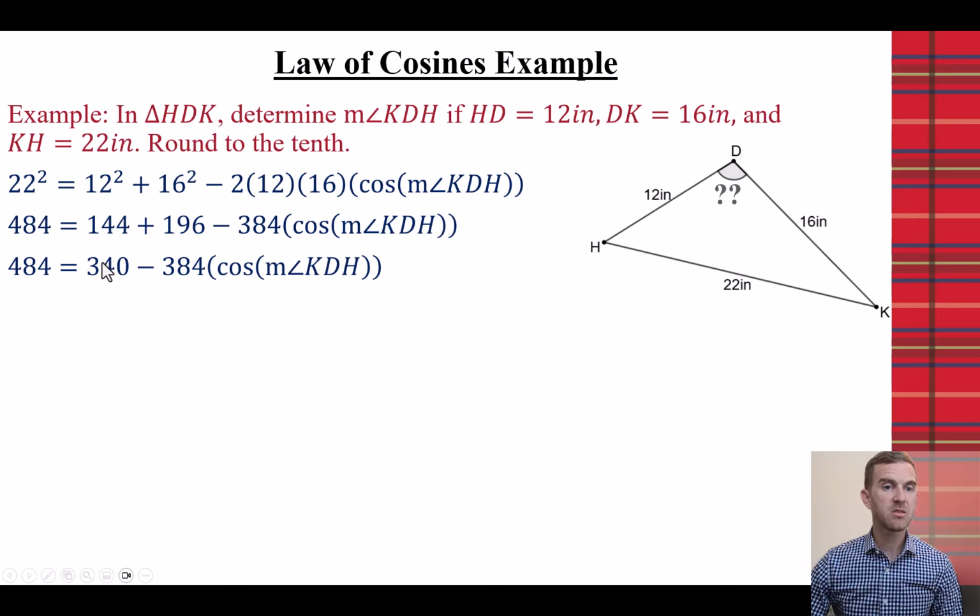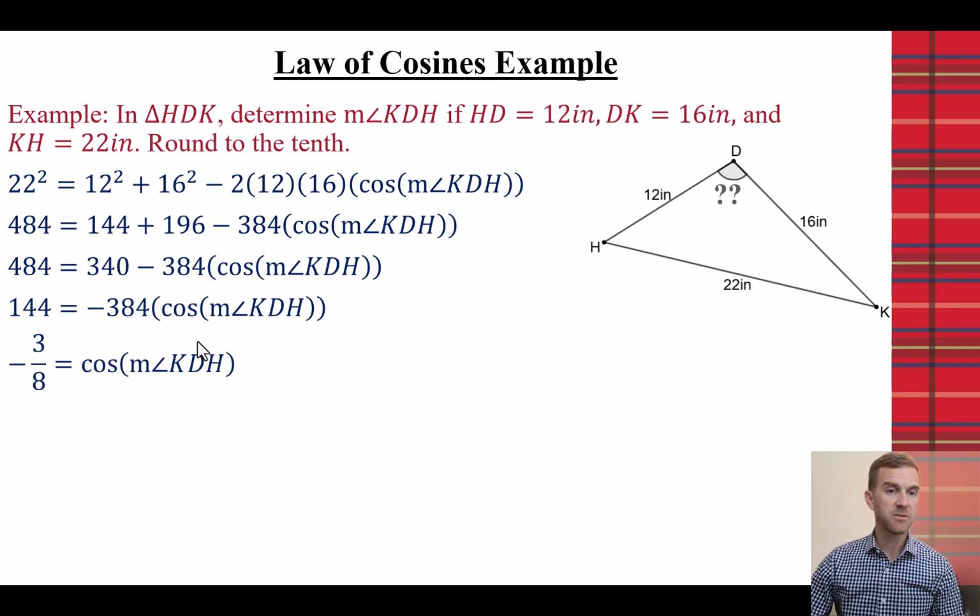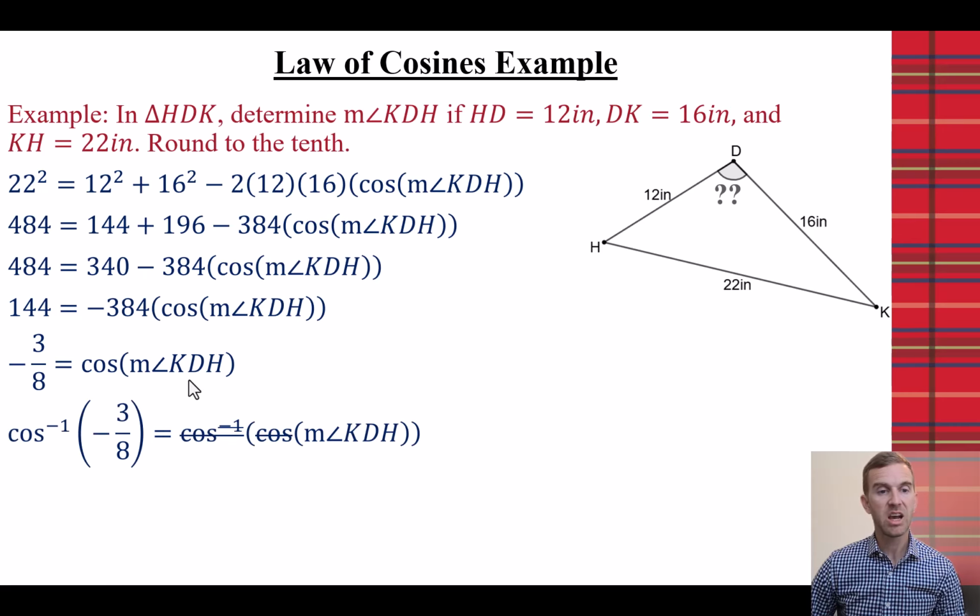And now let's solve this as if this is solving like 384 times x, because that's really in essence what we're doing, trying to solve for that unknown. So we subtract the 340 from both sides. Then we divide both sides by the negative 384, which will simplify. And if it doesn't simplify, you can still just get that decimal and use the answer button as you're using your calculator. So whenever we're solving for a missing angle, remember we take the inverse cosine of both sides.